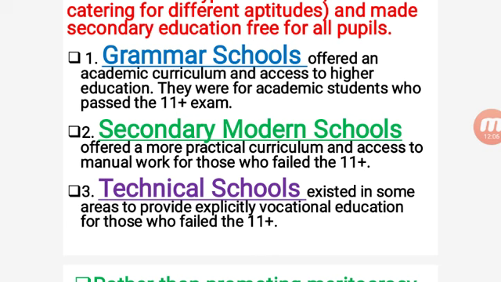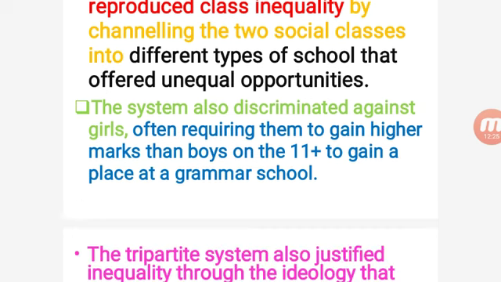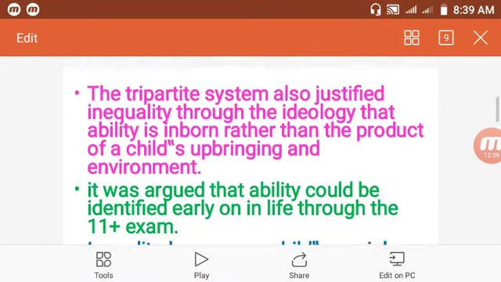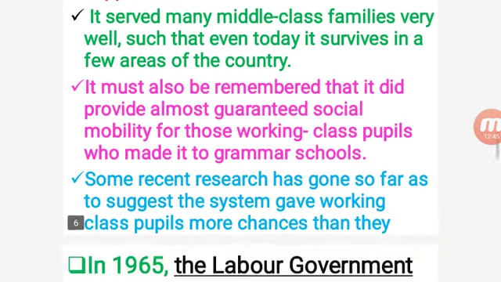In secondary modern schools, if the students were not able to pass the 11 plus, there was a practical curriculum plus manual work. In technical schools, there was only manual work if the students failed the 11 plus test. So this created social inequality and discrimination among the boys. Even the girls were given a tough time, with the criterion that they had to score higher marks than boys for getting admission in grammar schools. A lot of criticism was raised against this tripartite system.